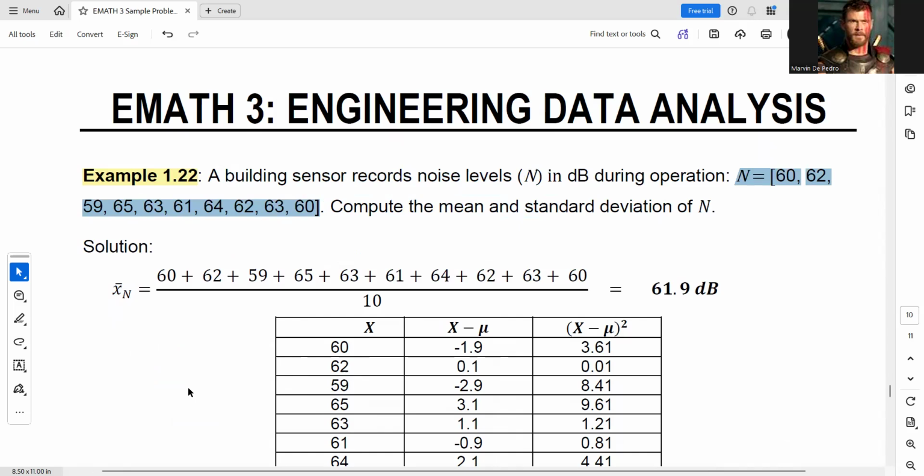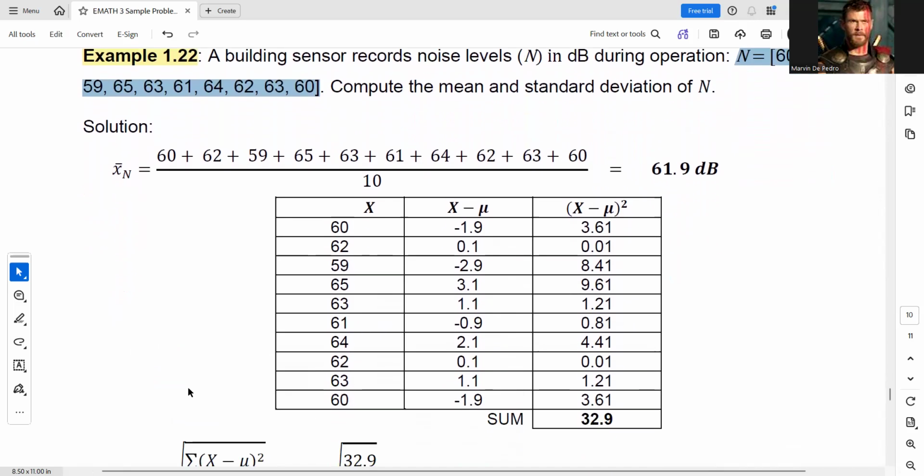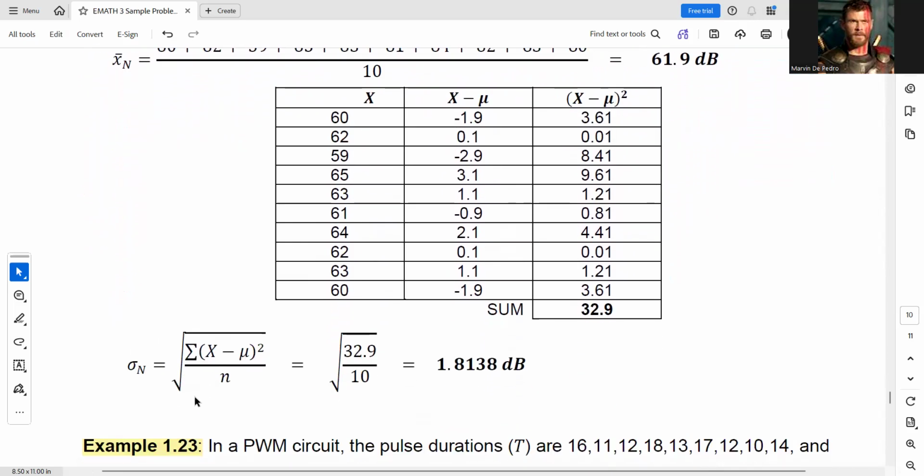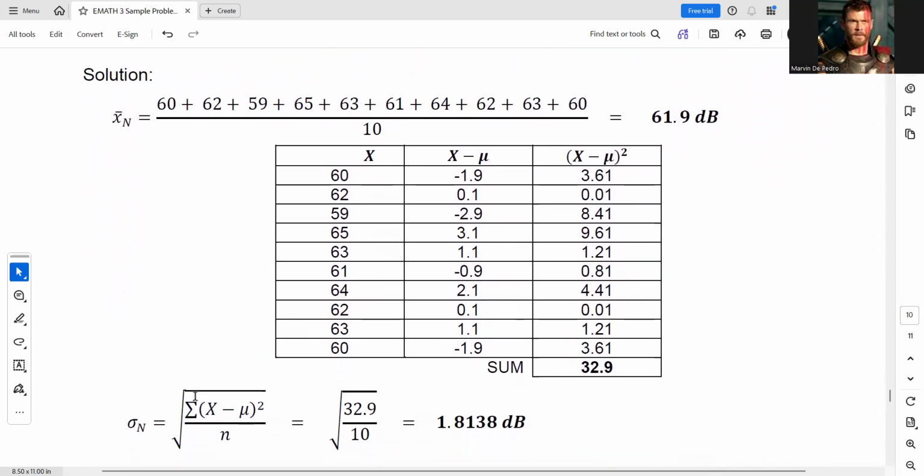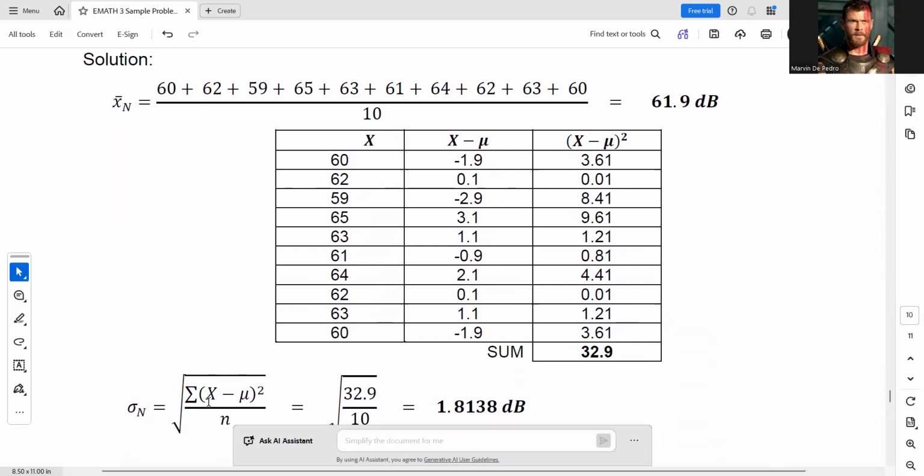So it's a population, not a sample. Now we use the population standard deviation formula, because if we have the sample standard deviation, we have n minus 1 instead of n. But since we consider this as a population, the formula for that is this one. Basically we need the sum of the differences between the sample points and the mean. And we have the mean already, 61.9.